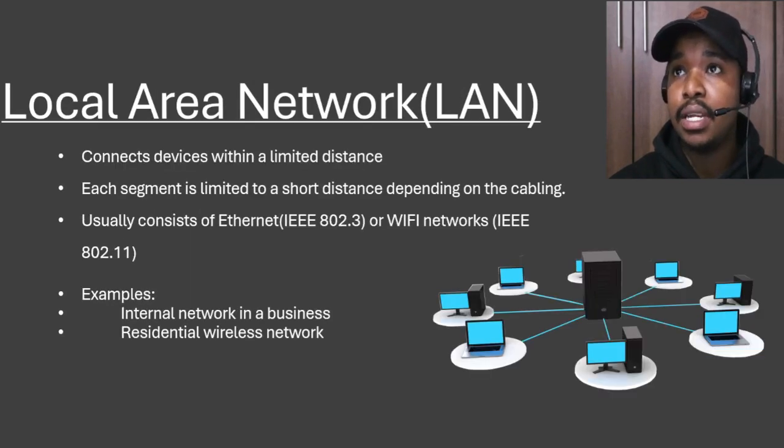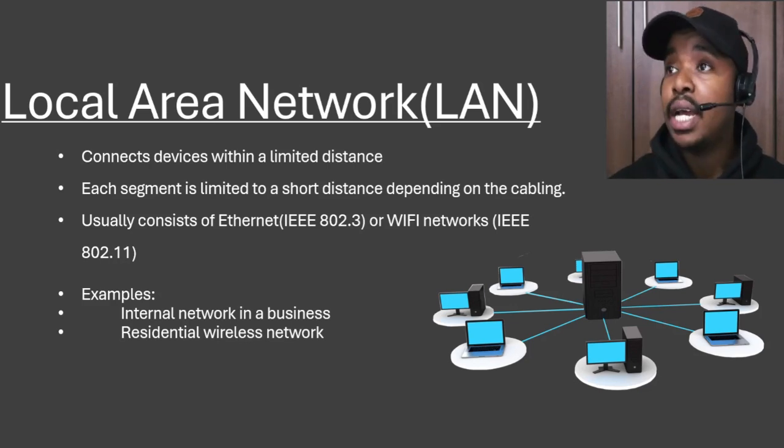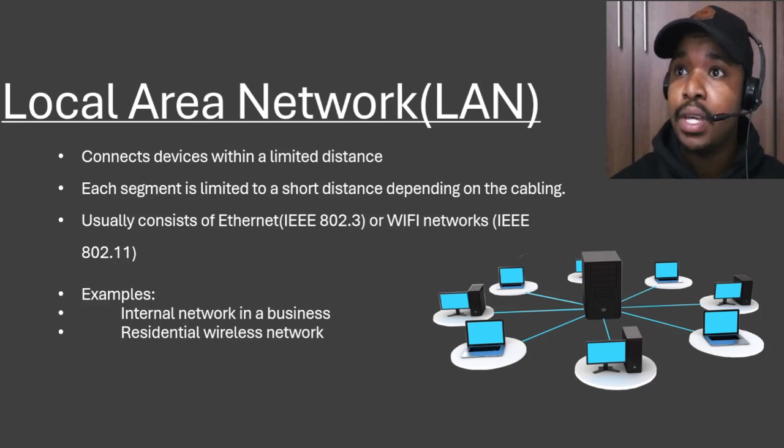And then when we look at the local area network, it connects devices within a limited distance. Each segment is limited to a short distance depending on the cabling. It usually consists of Ethernet or Wi-Fi networks, using those two standards, which we are going to be looking at at a later stage. The examples are internal networks in a business and the residential wireless network.